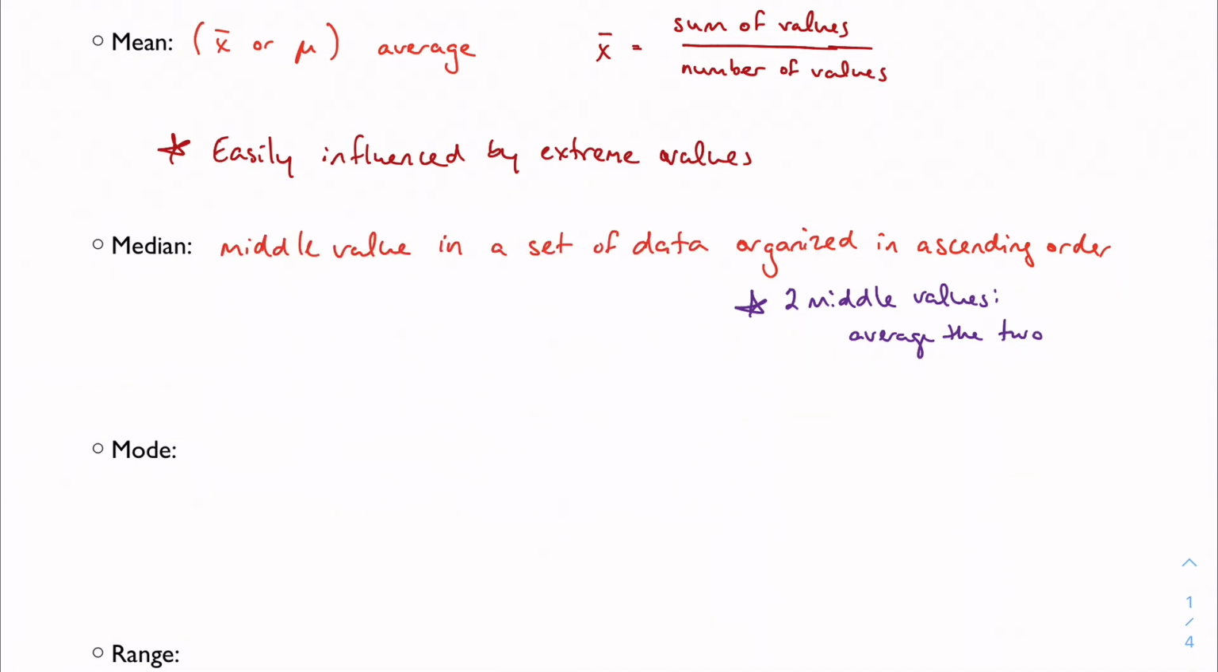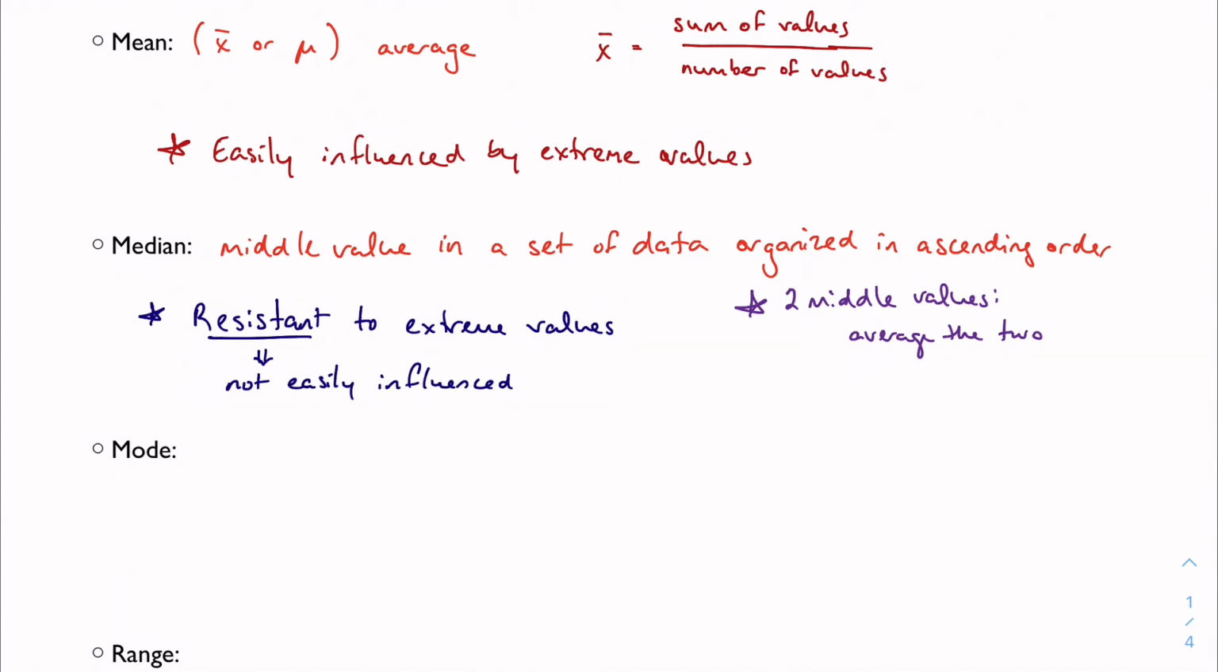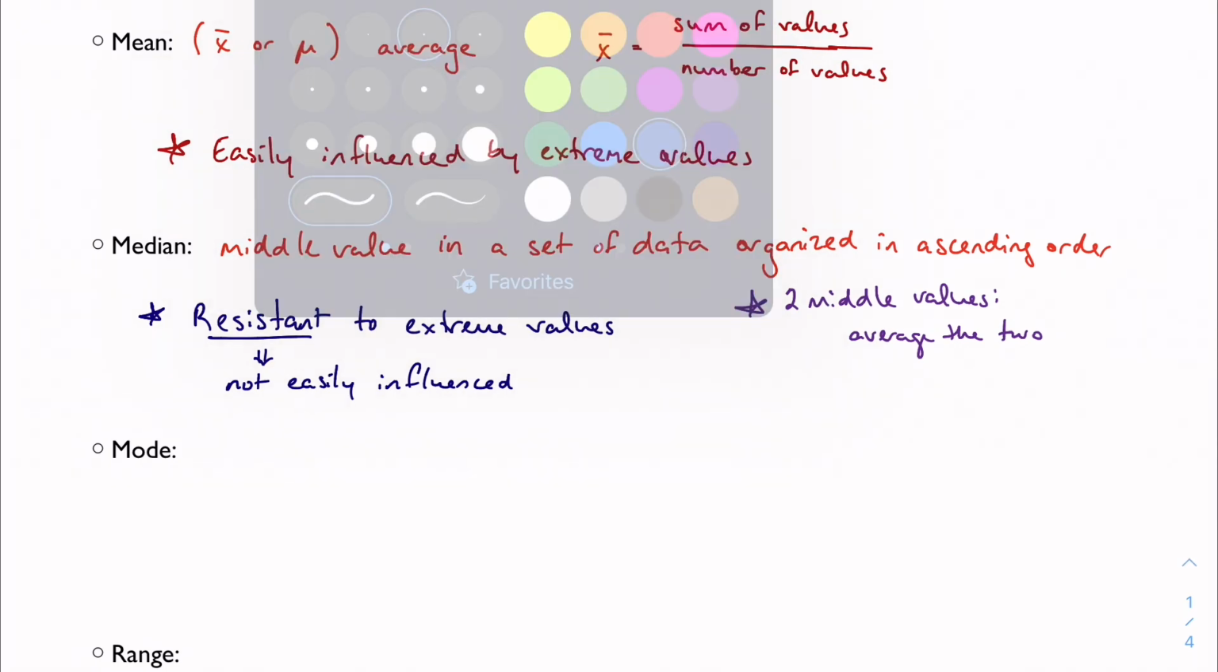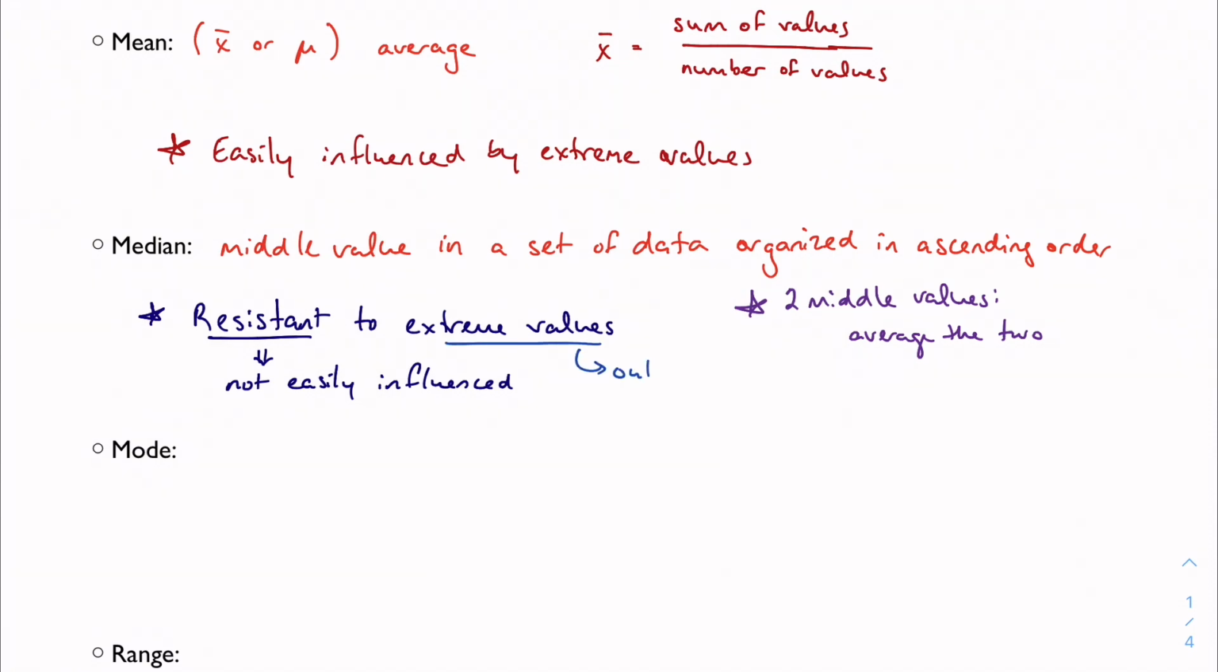So I'm just going to get rid of this for a second so I have some room. The key with median is that it's what we call resistant. It is resistant to extreme values, which means that it's not easily influenced by those extreme values, unlike the mean. I'm calling these extreme values instead of the term you might have heard before, which is an outlier, because not all extreme values are necessarily outliers. We'll talk about what that actually means in a minute.